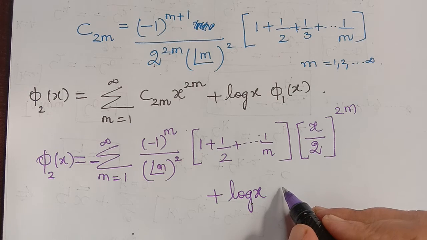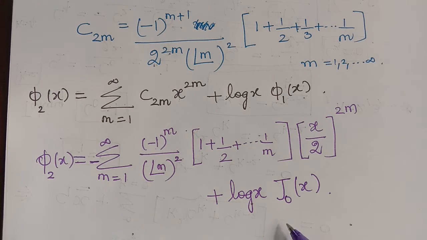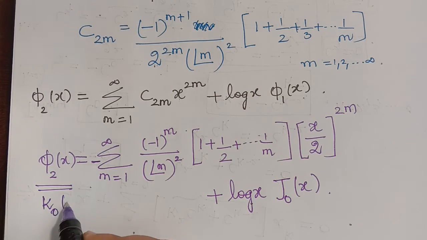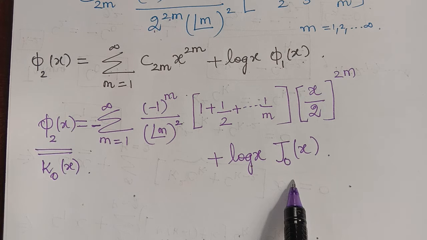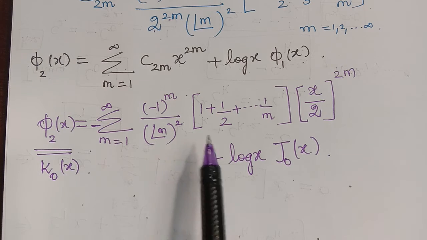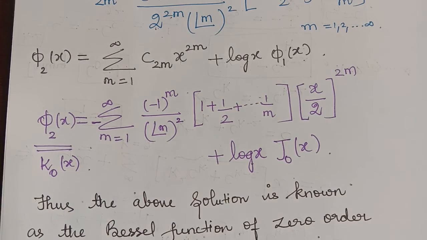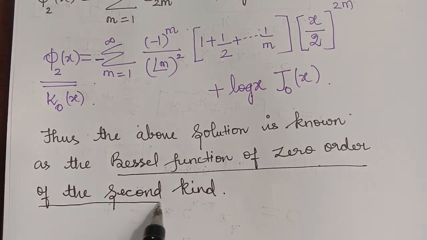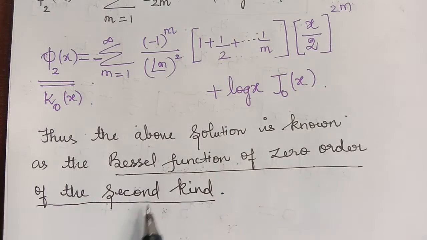So phi 1 of x can be written as j naught of x, which we obtained in the previous lecture, and this phi 2 of x is denoted by k naught of x. So k naught of x is equal to this. Thus the solution determined is called the Bessel function of zero order of the second kind, denoted by k naught of x. This may appear in 1 mark questions also, so you can just make a note of this solution.